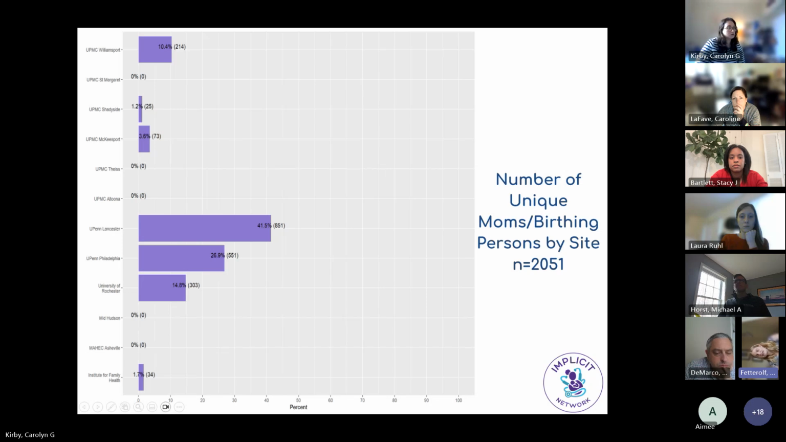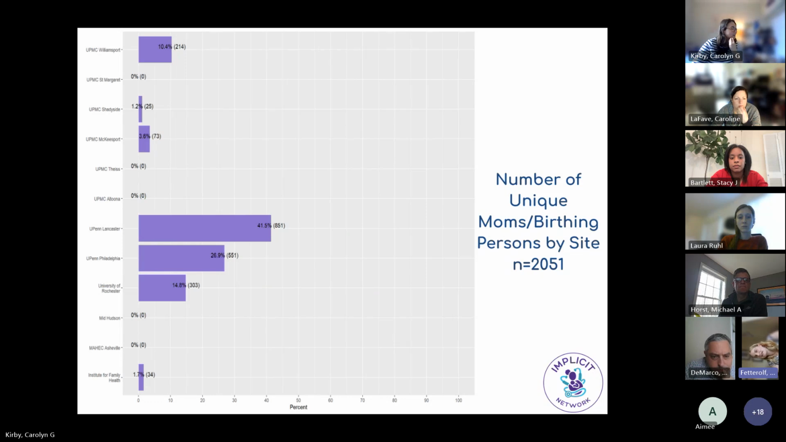So this is just looking at the data we have to this point for phase 1. So we have data collected on just over 2,000 mom birthing persons. And you can see the breakdown by sites. I will give a caveat here of we have sites that are collecting data like UPMC Altoona and St. Margaret. And we have that data. We just have not gotten that data into REDCap yet.